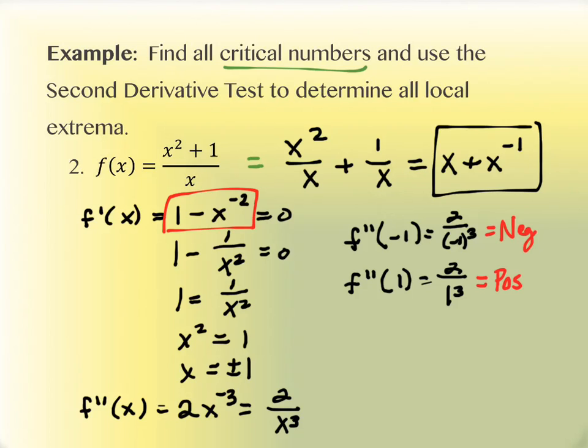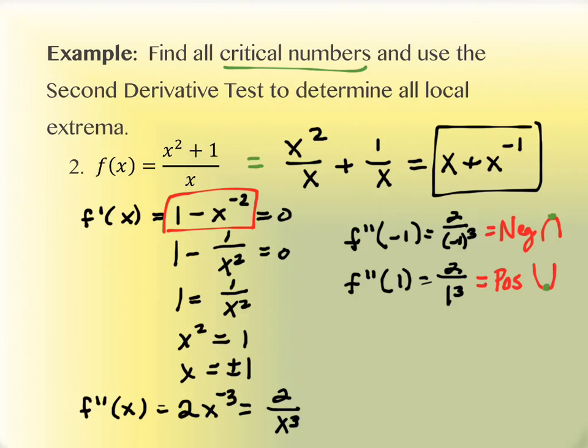What does a negative second derivative mean? Concave down, which means this point is a maximum. What does a positive second derivative mean? Concave up, which means this point is a minimum.